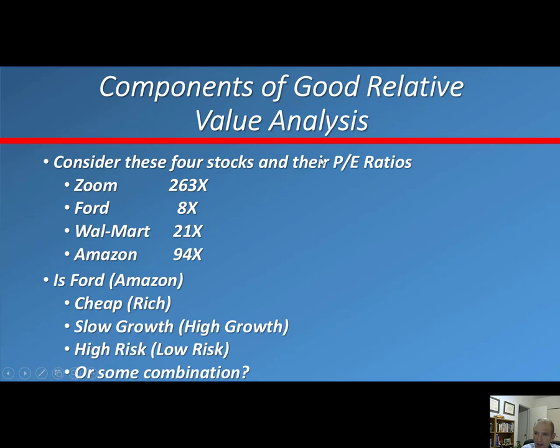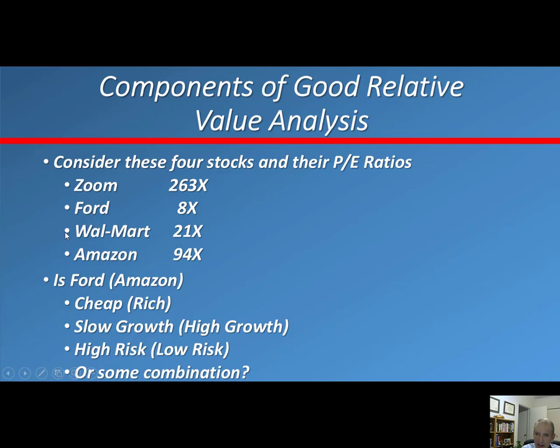So here are some companies using price to earnings ratio. That's a price relative. Zoom is trading, the last time I put this up, I haven't looked in a while, but Zoom is trading for $263. So you have to pay $263 for $1 of earnings. That's an expensive stock. Ford, you only have to pay $8 to get $1 of earnings. Walmart is at 21. Amazon's 94. Now Amazon used to be 200 and something, just like Zoom, and their PE didn't come down because their price came down. Their PE came down because their earnings soared. So it was a good stock to buy.